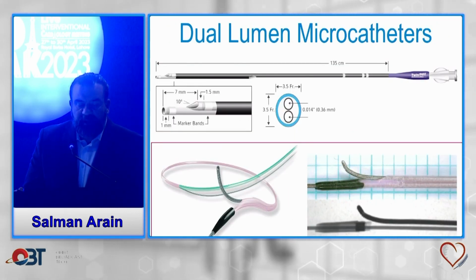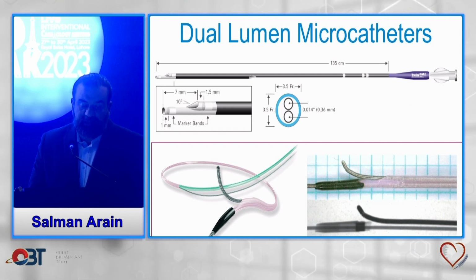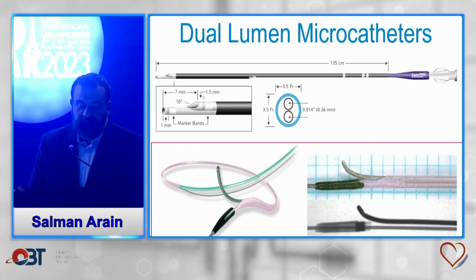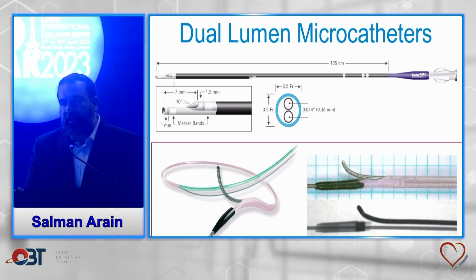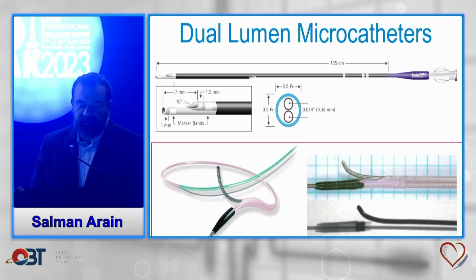Now, some of the specialized microcatheters, this is the dual lumen. The one on top is called the Twin Pass. That's also made by Teleflex. And the one at the bottom is called the Sasuke. It's by Asahi. So these are both catheters which allow 2 wires to go in at the same time, and there are various uses for these.